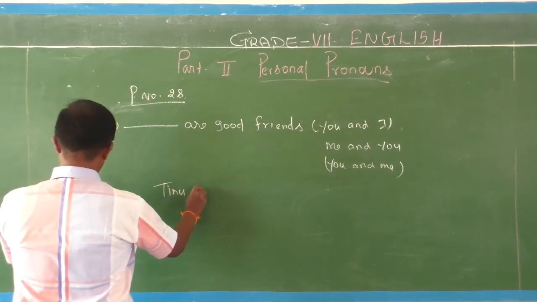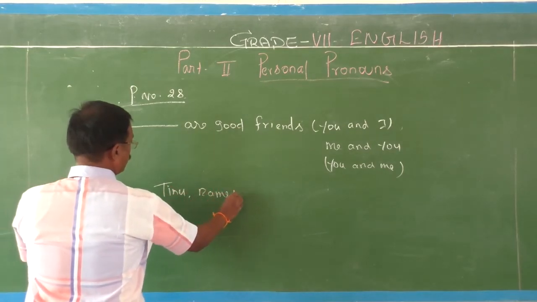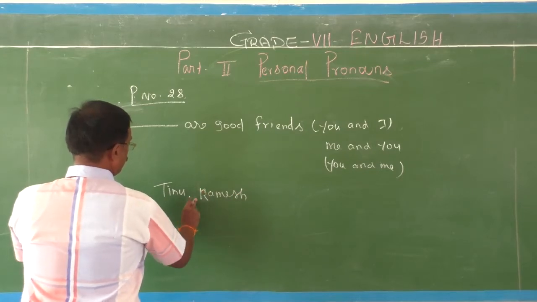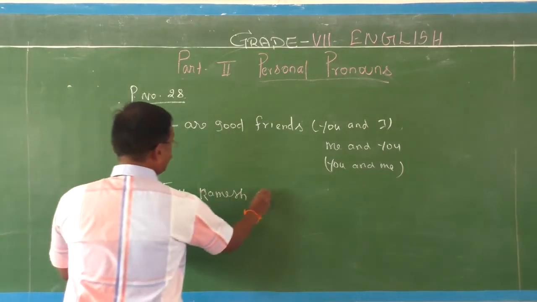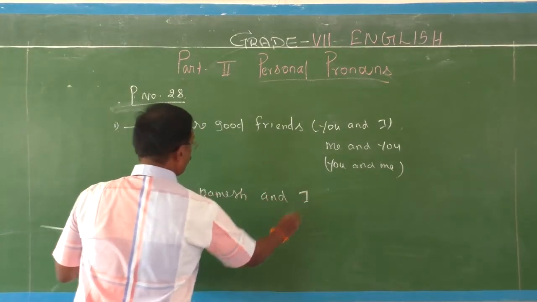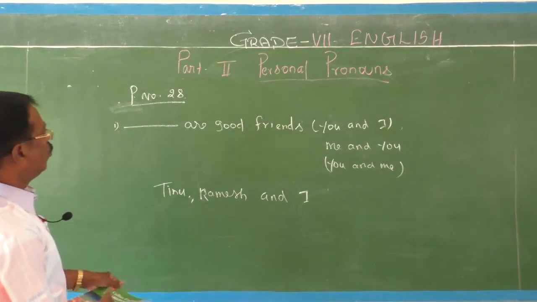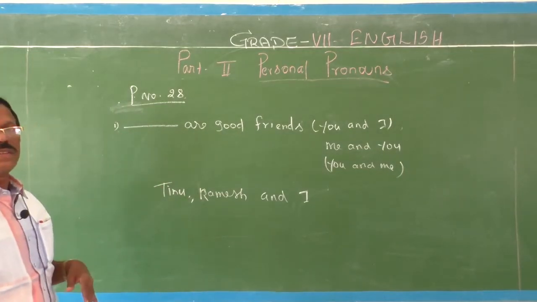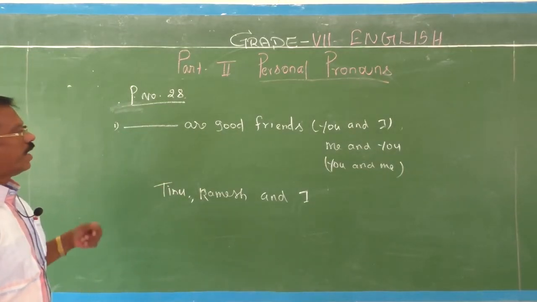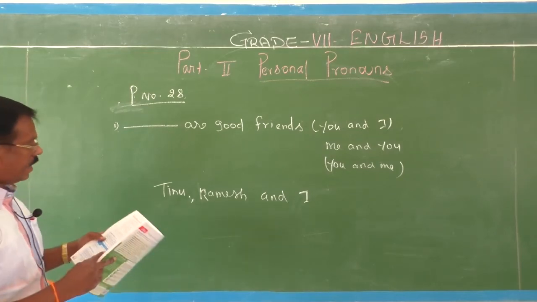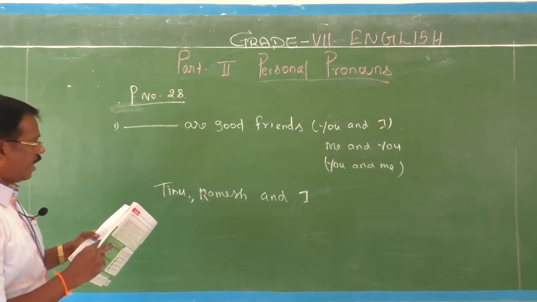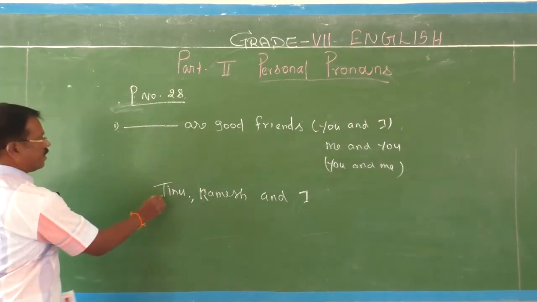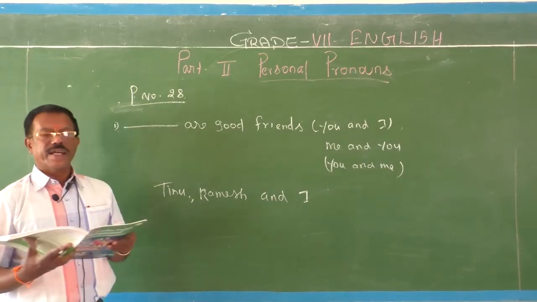Tino, Ramesh, Tino, Ramesh and I. This is the correct way to express the pronouns. So you and me are good friends. So you have to answer in such a way. And then another one, the teacher is very angry with, and see that Tino, Ramesh and I.